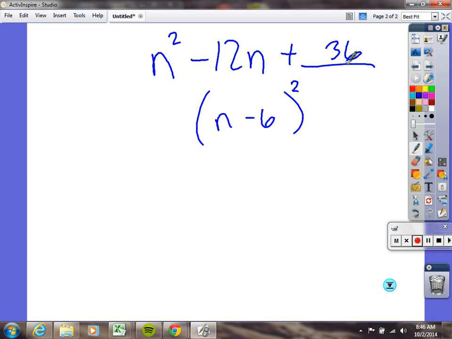Okay, does everybody understand that? We're going to do another one. Let's say I had n squared. Does it have to be n? Could it be x? Could it be m? Could it be p? Yeah, sure. Plus, let's say 20n, blank. What goes in the blank again?